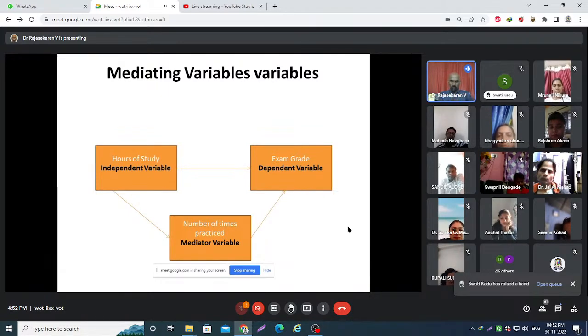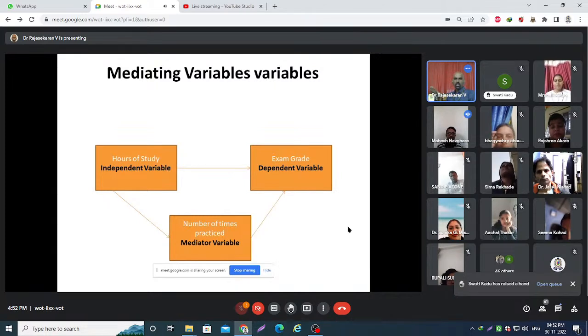Now, one more variable called the mediating variable, for example the number of times practiced. This is another mediation you can try to add, so that again the result may change. Sir, the level of examination or the level of the questions asked in the examinations is also one. Absolutely, obviously, level of question, yes, good.